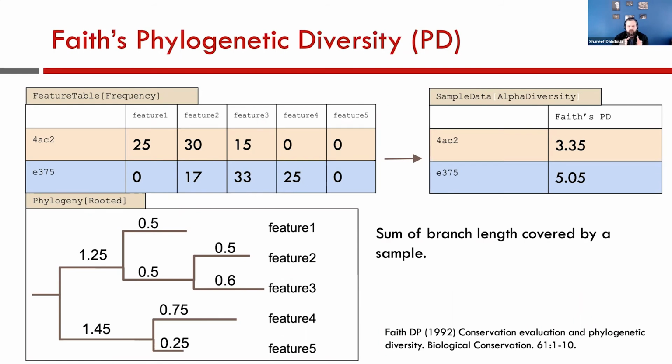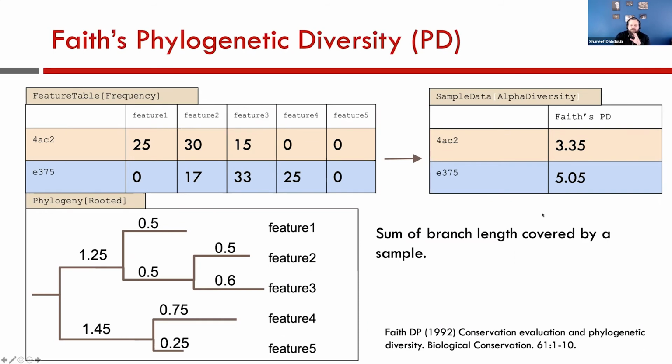And so you can go through. If a sample has feature 1, 3, and 4, then you just start from the root and add up all of the branch lengths, and then compare those. And so we see here we have 2 samples that have different numbers of each of the features. So we add up all the branch lengths, and we get 2 different alpha diversity scores based on phylogeny.